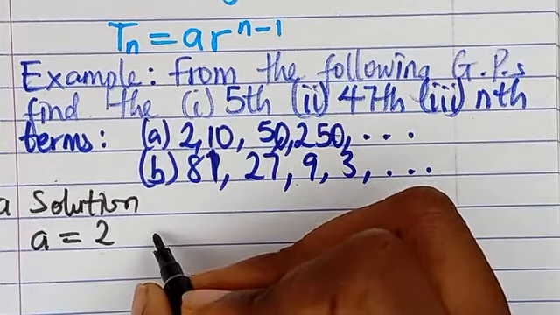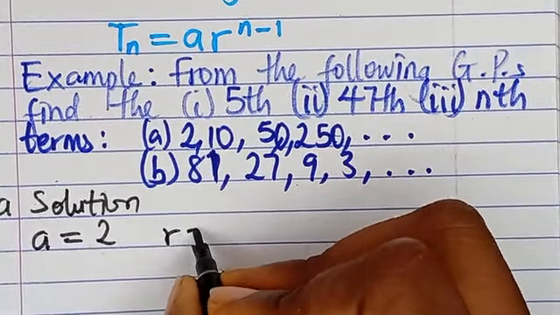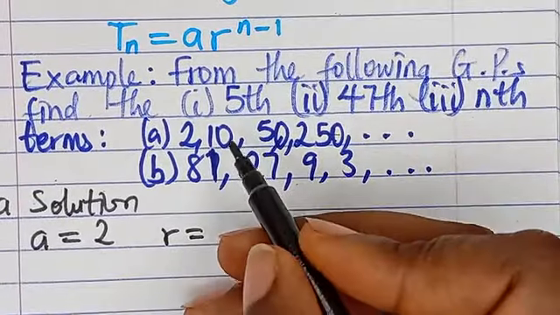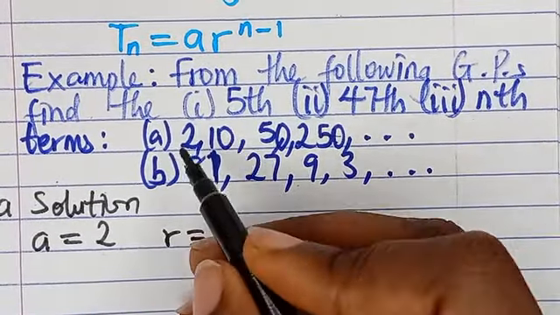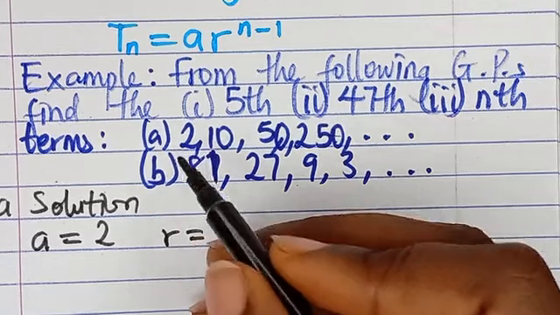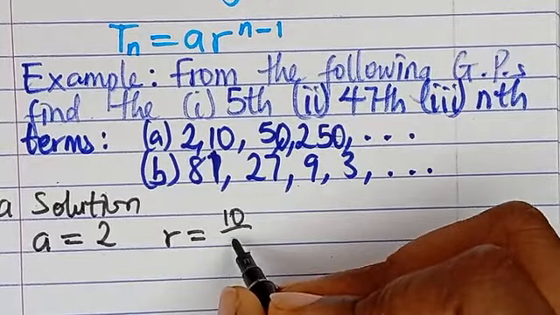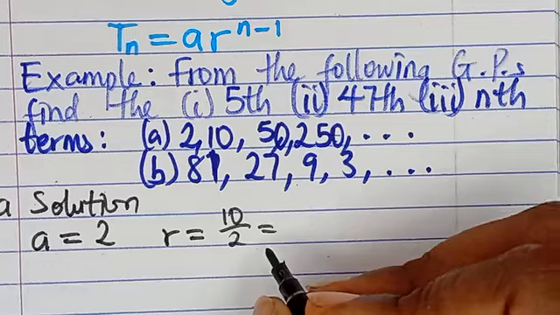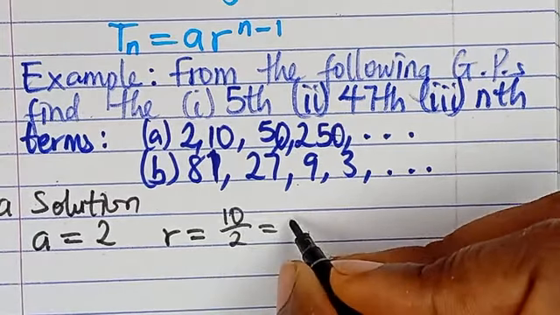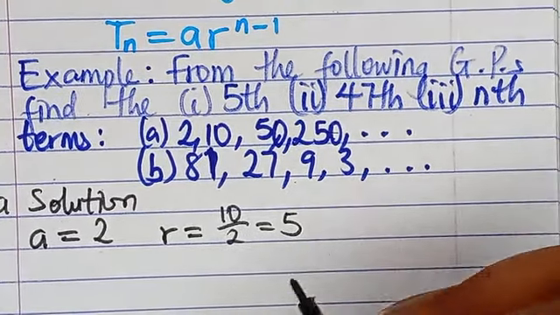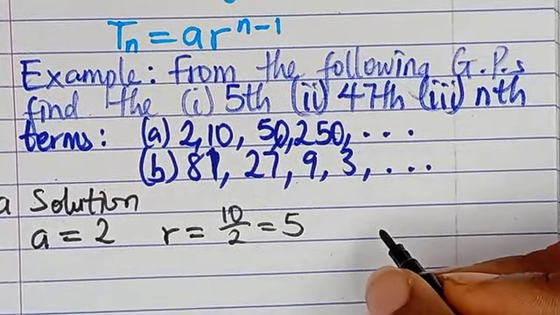Now the common ratio r is usually equal to any of the terms you pick out divided by the one coming before it. So I'll pick out the second term divided by the term coming before it, that is the first term, which is equal to 10 over 2, which is equal to 5. So the common ratio is equal to 5.